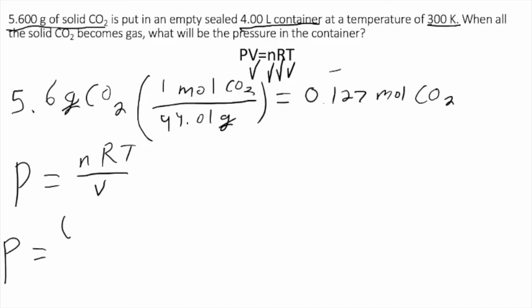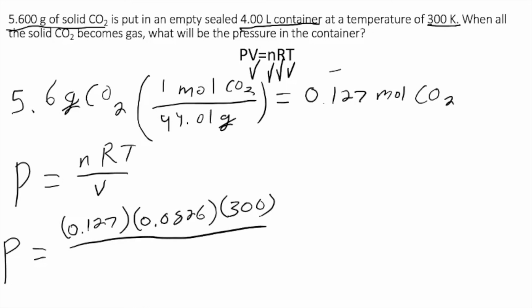And once again, all we have to do is plug in the numbers. For the number of moles, we have 0.127 moles. The gas constant, as usual, doesn't change. And temperature, which is 300. And we're going to divide that by the volume, which we decided was 4 liters. We'll plug all these numbers into a calculator, and we should get a final answer of 0.782 atm. And that's all it is.